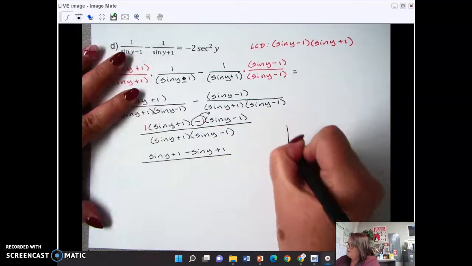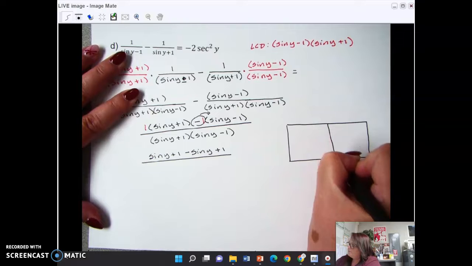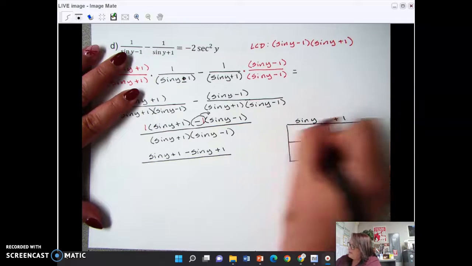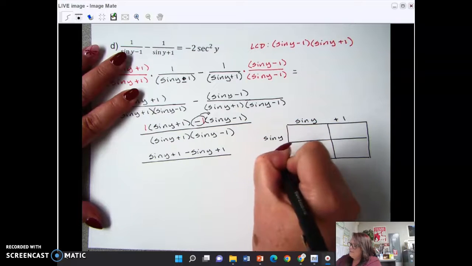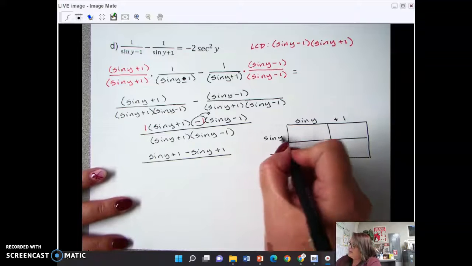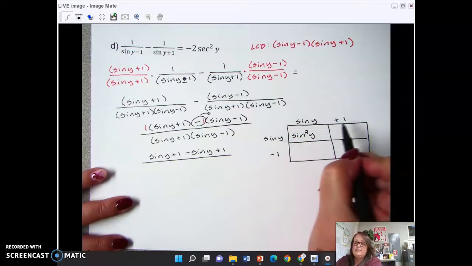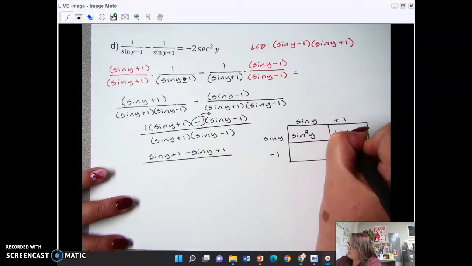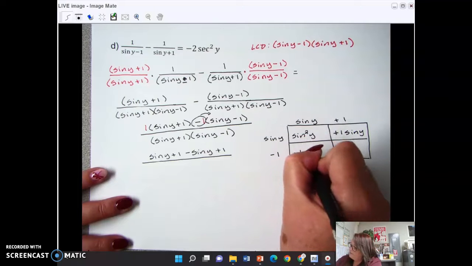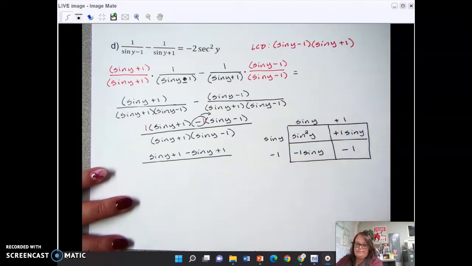And then in my denominator, I want to go ahead and FOIL this out. So I'm going to do it using the box method. Give myself plenty of room. So I've got sine of y plus 1, and I have sine of y minus 1. And again, it doesn't matter who you put on what side. So when I do the box method, sine of y times the sine of y is the sine squared of y. Sine of y times positive 1 is positive 1 sine of y. Negative 1 times sine of y is negative 1 sine of y. And negative 1 times positive 1 is negative 1.